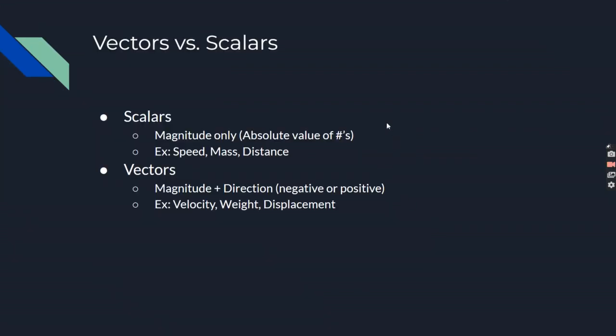So the first thing you should know is the difference between a vector and a scalar. Scalars only have magnitude. They're just a regular number, but they're always positive. Examples of this are speed, mass, distance. You never hear anybody say that they have negative mass, okay?